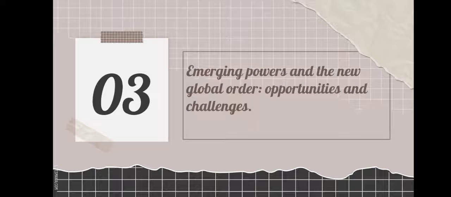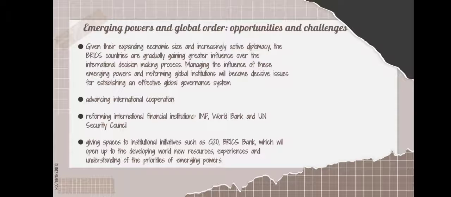Third one is the emerging powers and global order, the opportunities and challenges. Given their expanding economic size and increasingly active diplomacy, the BRICS countries are gradually gaining greater influence over the international decision-making process. Managing the influence of these emerging powers and reforming global institutions will become decisive issues for establishing an effective global governance system. Advancing international cooperation, reforming international financial institutions, the IMF, World Bank, and UN Security Council.